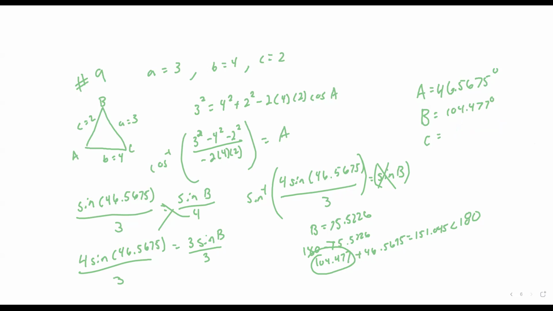So again, I'm just going to take that 104. I want to add it to that 46. I'll do 180 minus that result. And I get 28.9552. Now, this makes more sense since C should be the smallest angle.